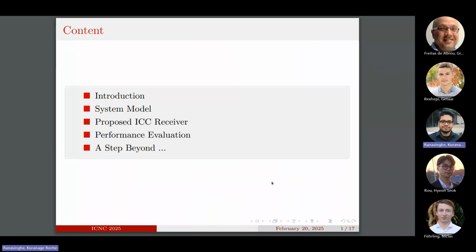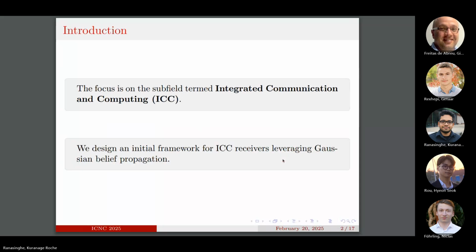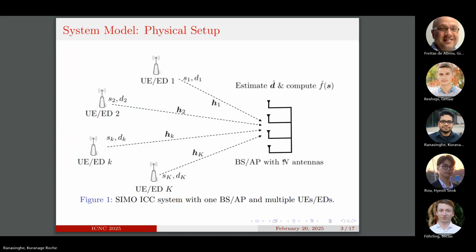This is a small overview of the content that we're going to cover today. First, we have an introduction, and then we will go through the system model. Then we will go through the proposed receiver structure, some results, and we can also see some further work that we've been working on. The focus of this presentation is going to be on integrated communication and computing, and we will abbreviate this as ICC to make it easier. So what we do is we design an initial framework for these receivers, leveraging the Gaussian belief propagation algorithm.